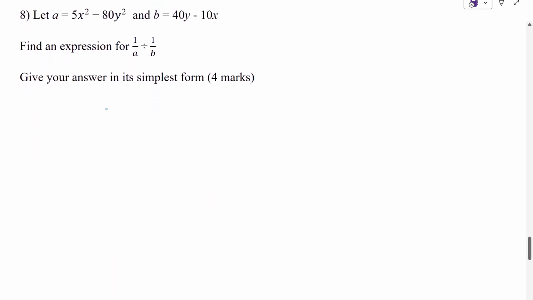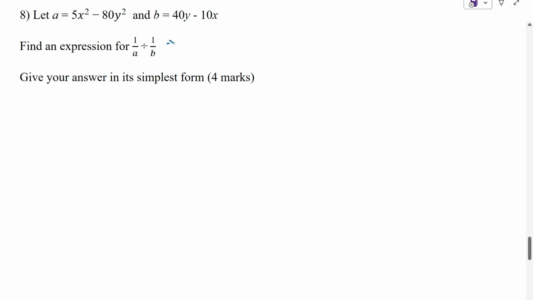Moving on now to question 8. We have a worded question here. Let a equal 5x squared minus 80y squared and b equal 40y minus 10x. Find an expression for 1 over a divided by 1 over b. Give your answer in its simplest form.